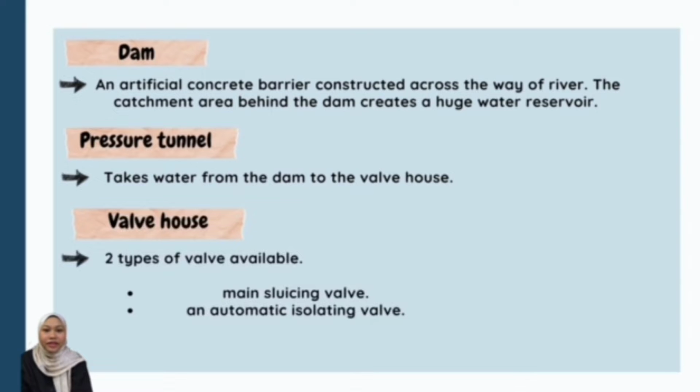The dam is an artificial concrete barrier constructed across the way of a river. The catchment area behind the dam creates a huge water reservoir. Number 2 is the pressure tunnel, which takes water from the dam to the valve house.